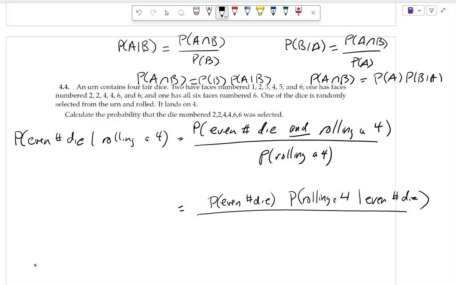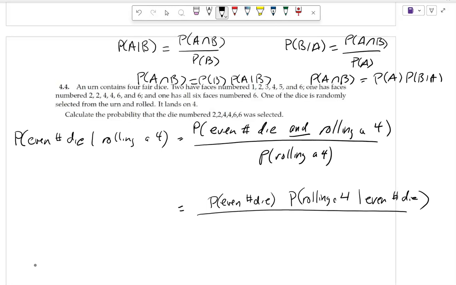Can we now calculate the top? We can now calculate the probability of the even number die. It's 1 of the 4, right? And then given that you have that even number die, where we got it from, let's say we just got the die and 4 mixed together.